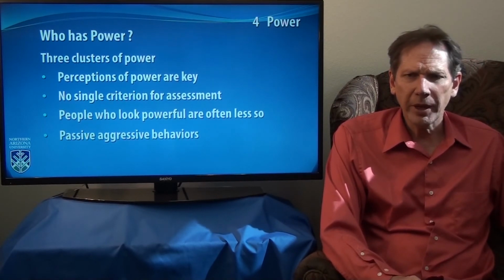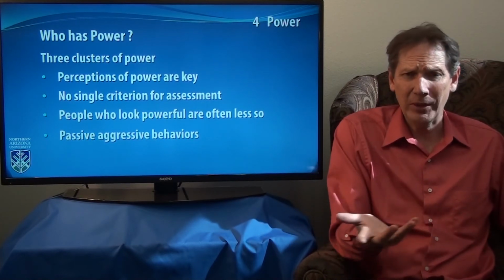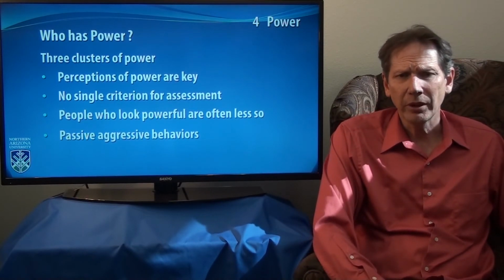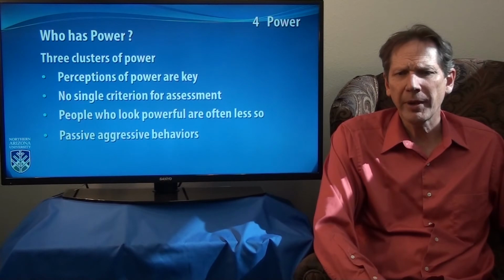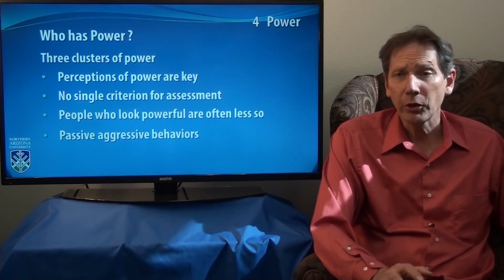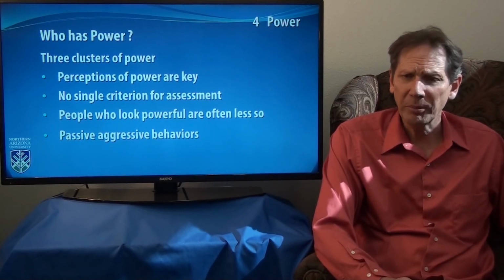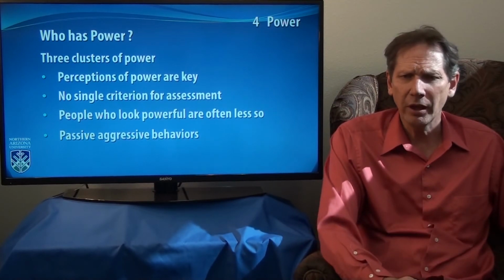Issues about who has power are interesting. We've talked about power currencies, and really the more power currencies you have, the more power you have. We've talked about those three clusters of power. Perceptions are the key. I think we're just reviewing here. This is an interesting idea: there's no single criterion for figuring out who has power. Looking at those power currencies and expanding those where you have them is good. And it's interesting, people who look powerful are often less powerful. Our perceptions can be way off. We just talked about it.